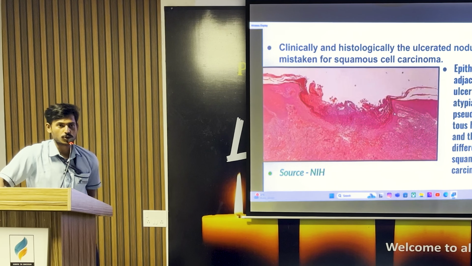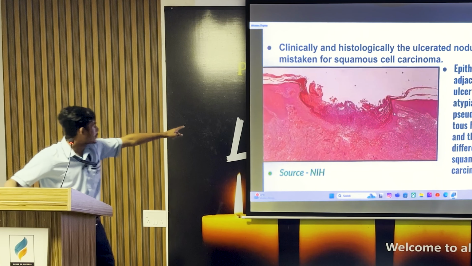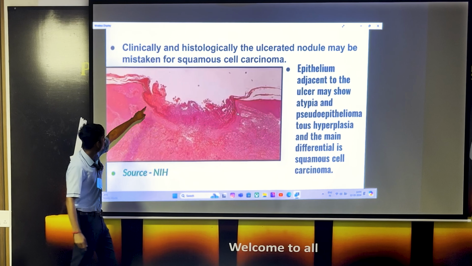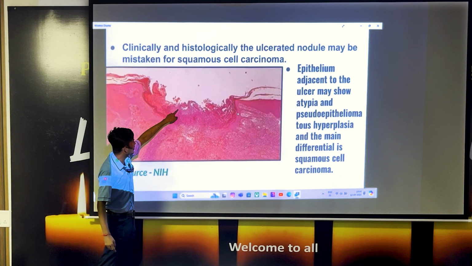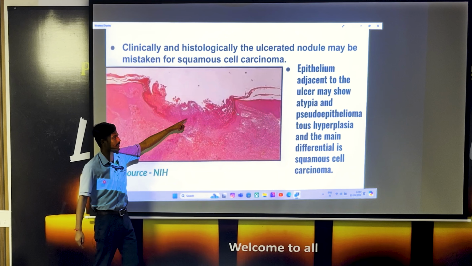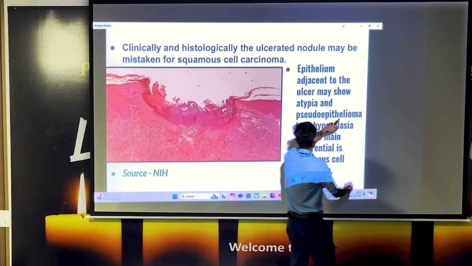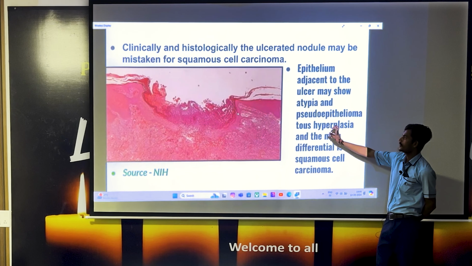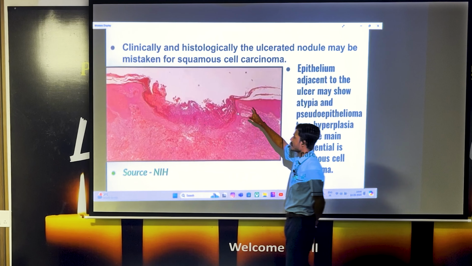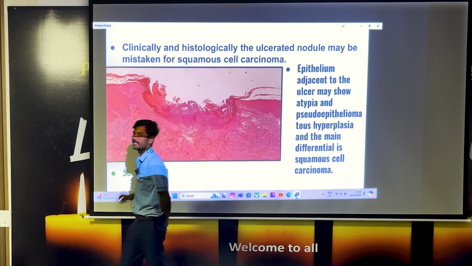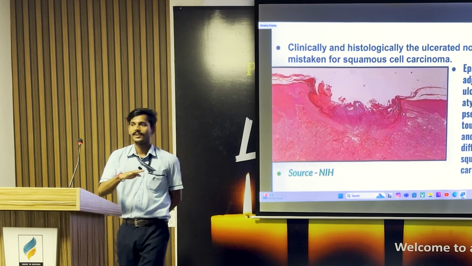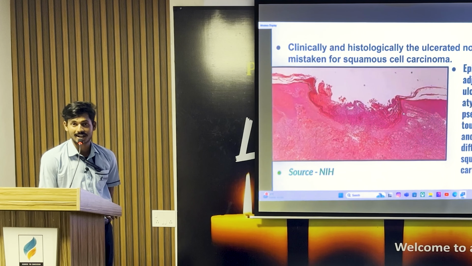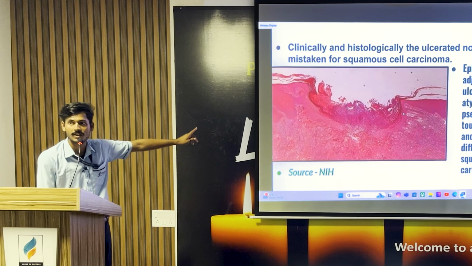Fine. So in the case of Winkler's carcinoma, you see this type of cancerous growth, and that is called pseudoepithelioma. Pseudoepithelioma is a term which denotes that there is a false epithelium present over the external ear. Fine, but in the case of squamous cell carcinoma, this is absent. So this is one of the markers.